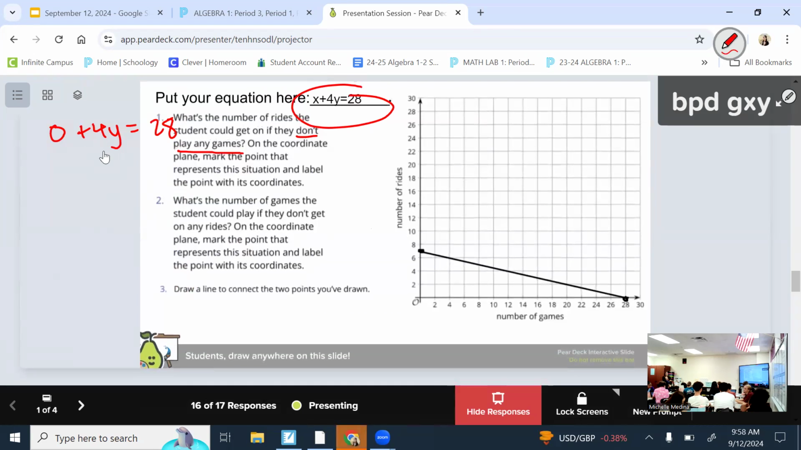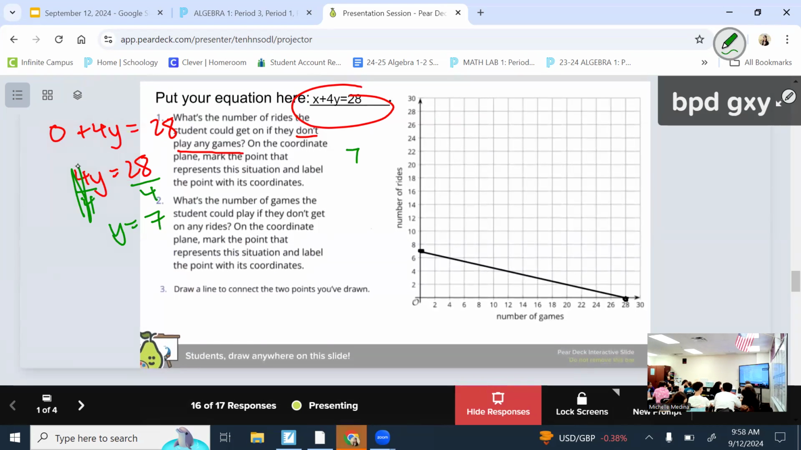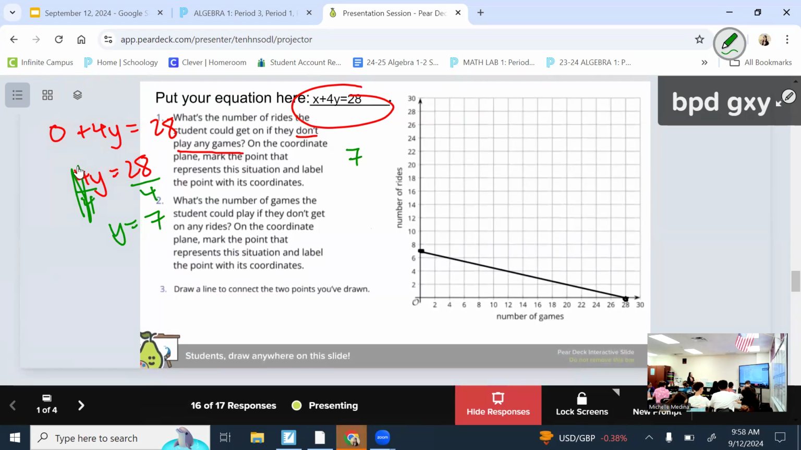0 plus 4y is 4y. The opposite of multiplying by 4 is dividing, whatever you do on one side. And if you got for this one, y equals 7, that means they can go on 7 rides. That is marked right over here. And they play 0 games. So that's the most amount of rides they can go on.